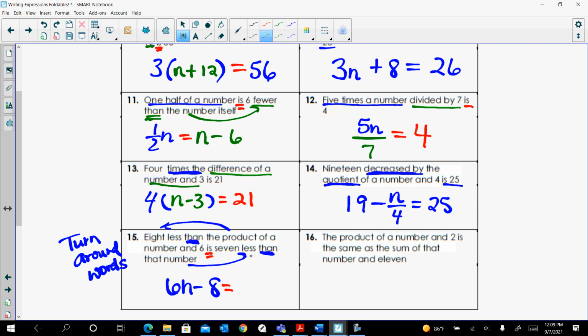Then another turnaround, 7 less than that number. Remember, that's a turnaround word. So how do I write that? Yep, n minus 7.